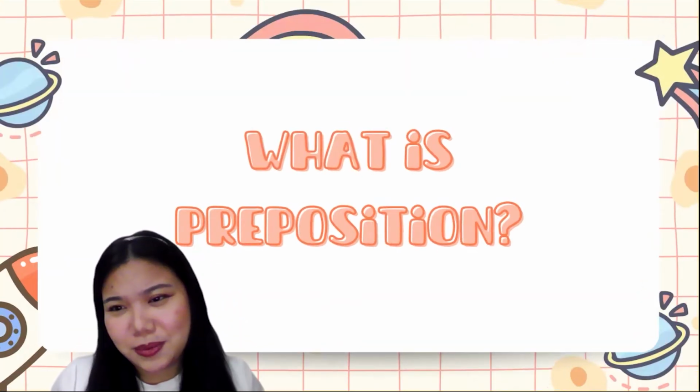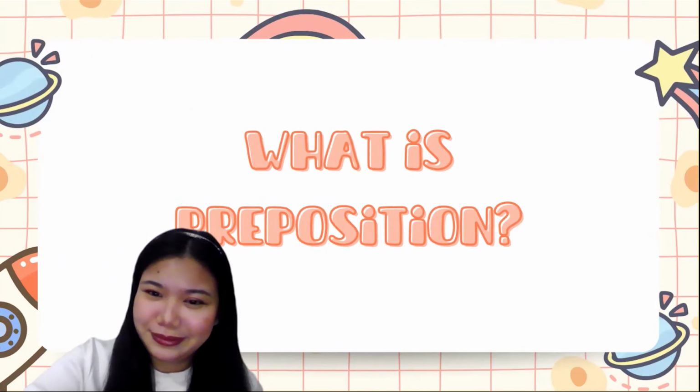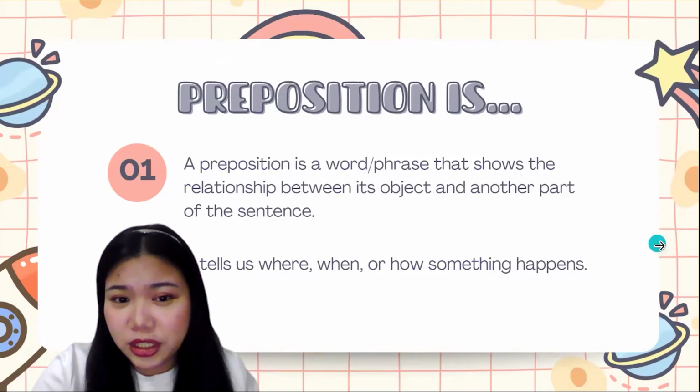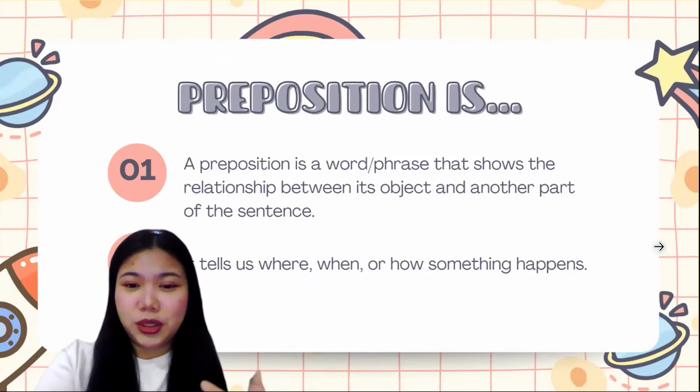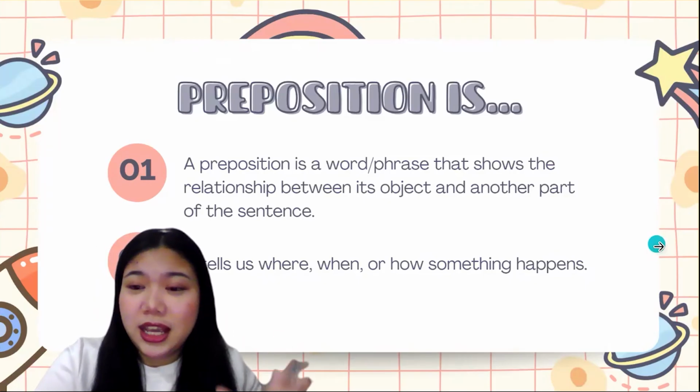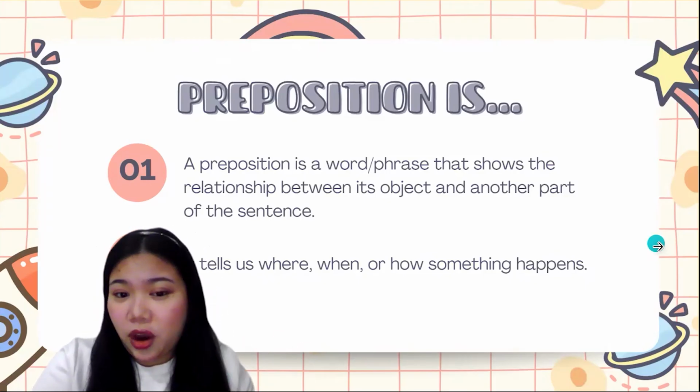Basically, what is preposition? A preposition is a word or phrase that shows the relationship between its object and other parts of the sentence. So it tells us where, when, or how it happens.